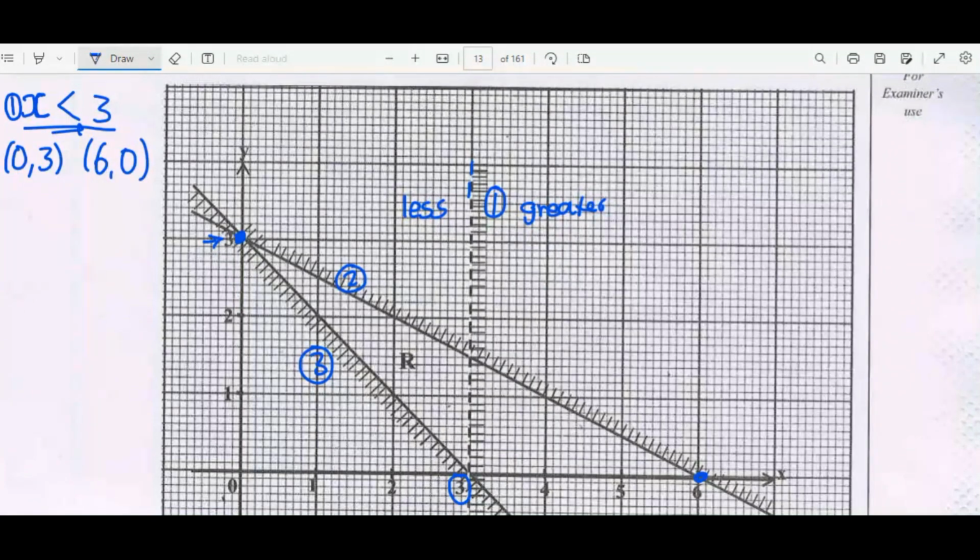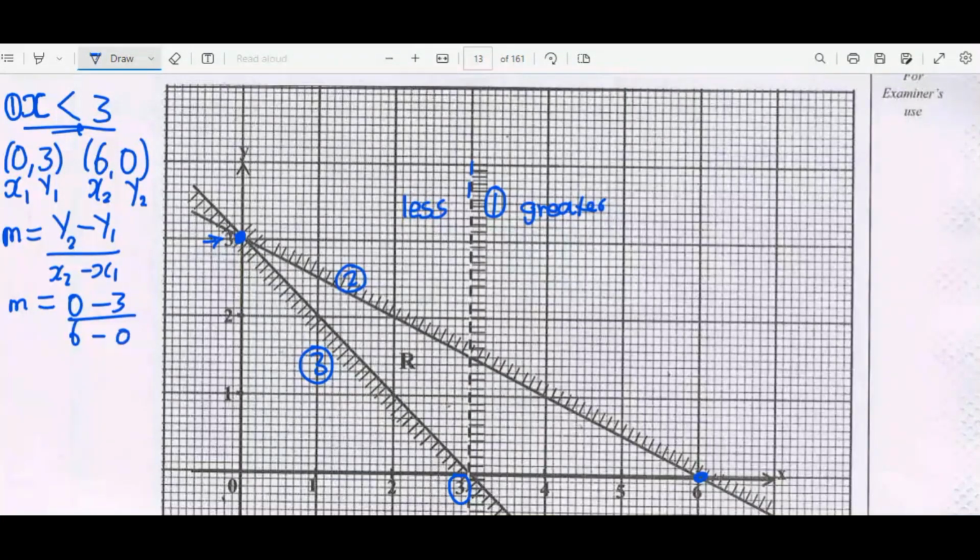Then after you do this, you need to identify the x1, x2, y1, y2. After this is done, you move on to write the formula of the gradient, which is y2 minus y1 divided by x2 minus x1. So you just have to do the substitution. So y2 is 0, y1 is 3, divided by x2 which is 6 minus 0.